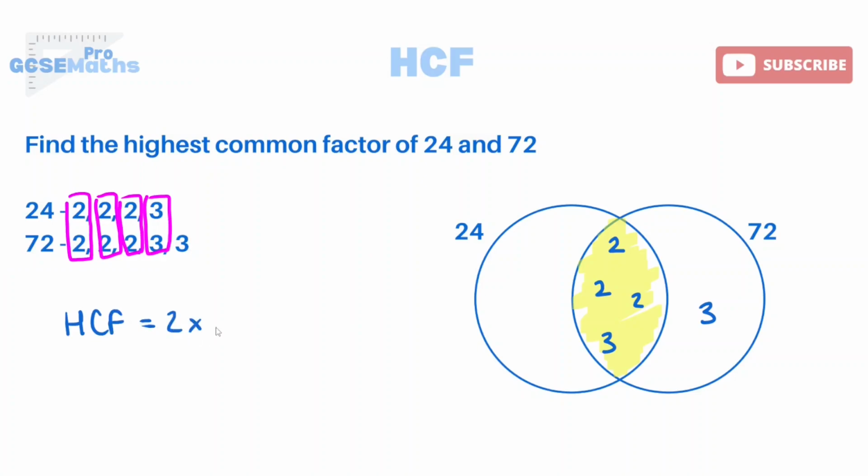So I've got 2 times 2 times 2 times 3. Now you can either work that out or put that in the calculator. 2 times 2 is 4, times 2 again is 8, 8 times 3 is 24. So the highest common factor is the middle bit of the Venn diagram.